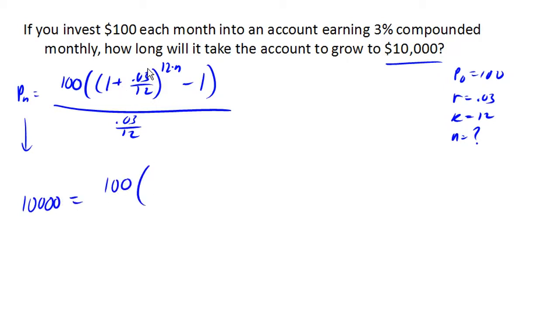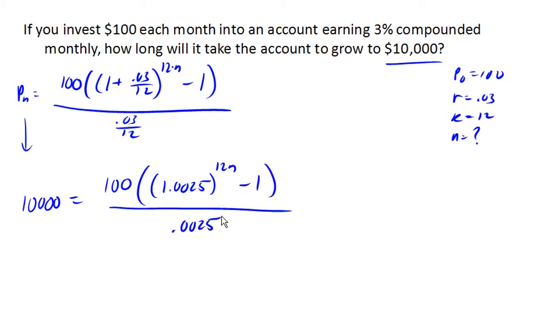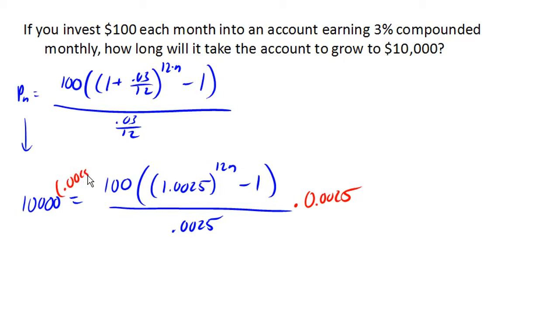Now, let's go ahead and start simplifying a little bit. So 0.03 over 12 is 0.0025, to the 12n minus 1, over 0.0025. Okay, so now let's start solving for n. Now this is a little bit tricky of a process here because there's a lot of things going on, but let's see if we can work our way through it. So the first thing we're going to do is get rid of this fraction here by multiplying both sides by 0.0025. On the right-hand side, this is going to cancel with the denominator there.